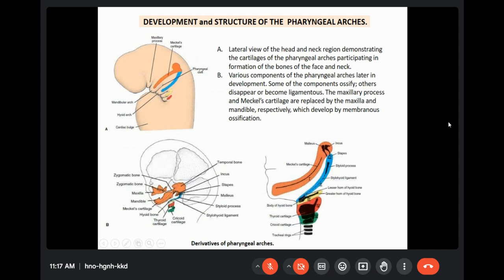So here in these pictures you see the derivatives of the pharyngeal arches. So here you can see the cartilage of the mandibular process of the first pharyngeal arch. Here the future maxilla develops also from the first pharyngeal arch. It is shown here, so maxilla and mandible develop both from the first pharyngeal arch, and the pharyngeal arches from the third to the sixth give rise to the bones and cartilage of the neck region of the embryo.